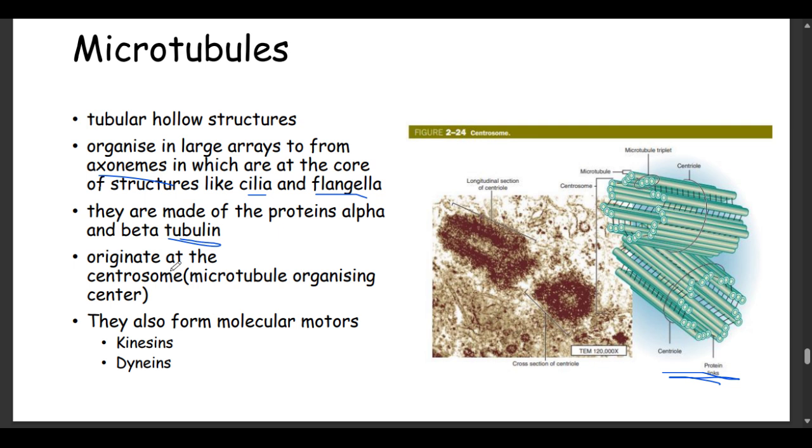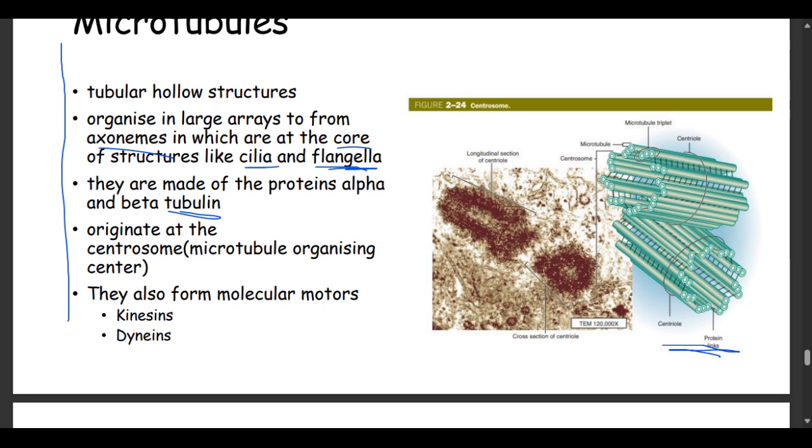Okay, and the proteins that make up microtubules are alpha and beta tubulin. So they originate at the centrosome, the microtubule organizing center. That's basically what microtubules are. So the main takeaway here from microtubules is that they form the core of structures like cilia and flagella. You're going to find the cells that we're going to be talking about in the subsequent lectures will have some of these specializations, and just know that at their core they have these microtubules. Okay, that's the main takeaway message there.